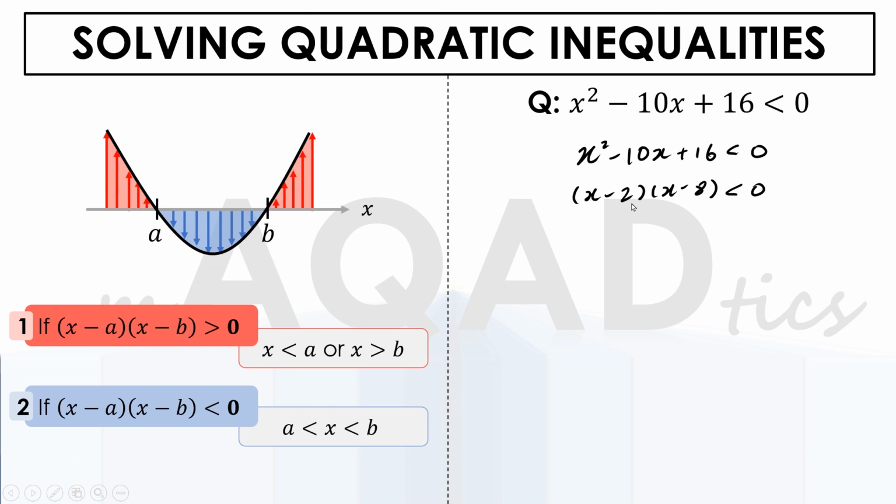Once we factorize, we have found that the answers are 2 and 8, and this inequality has a less than 0. So this means that we are going to use the second form of answer, which is this one, because it is less than. So our answer is x is between 2 and 8.